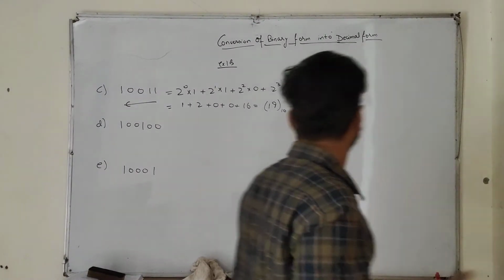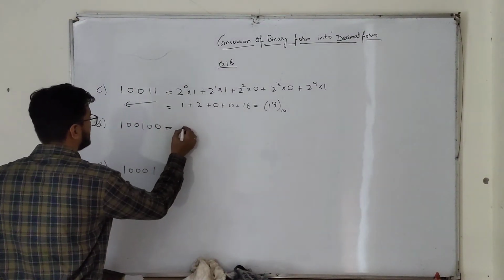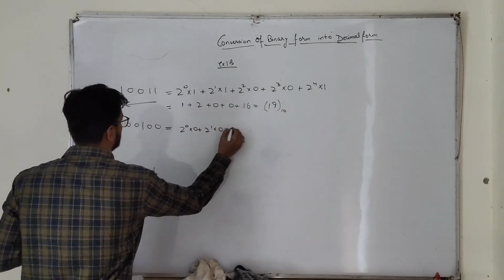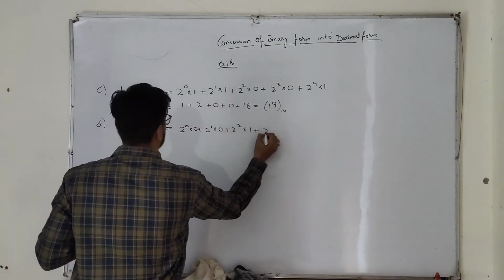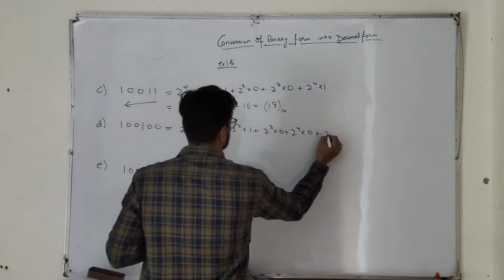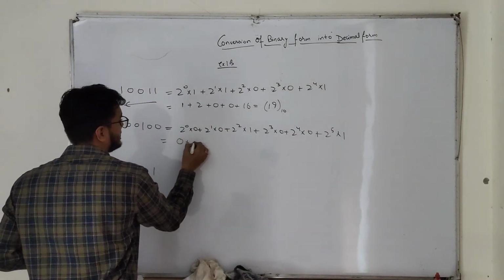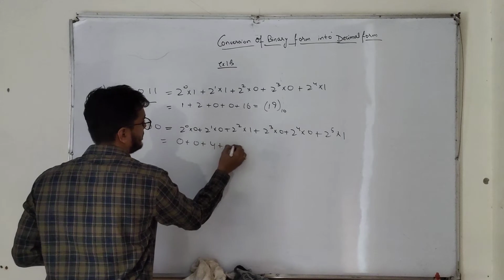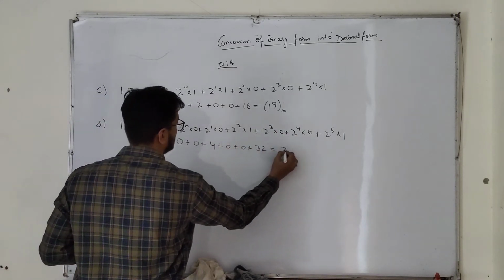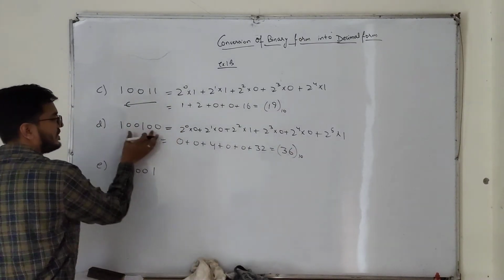Next 1 0 0 1 0 0, again same process. 2 raised power 0 multiply 0 plus 2 raised power 1 multiply 0 plus 2 raised power 2 multiply 1, 2 raised power 3 multiply 0, 2 raised power 4 multiply 0 plus 2 raised power 5 multiply by 1. So this is 0 plus 0 plus 4 plus 0 plus 0 plus 2 raised to the power 5 is 32. 32 plus 4 is 36. So this can be written as 36.